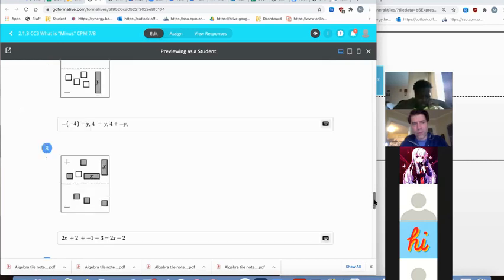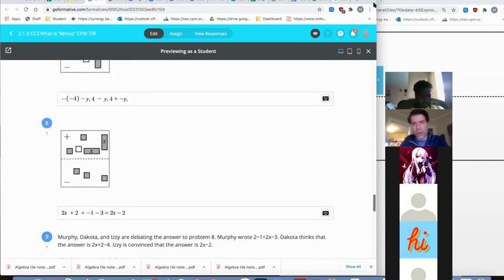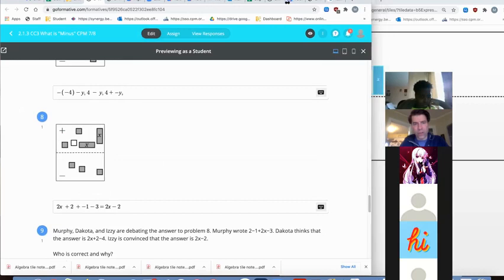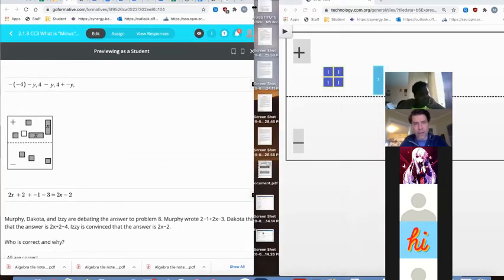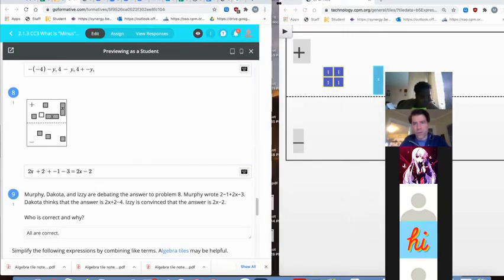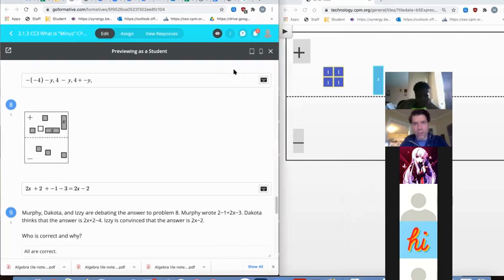Questions. Okay, 8, I'm going to go over using the algebra tiles because it ties into 9, and I want to show 8 and 9 together. So 8 and 9, we might do one more problem on 2, 1, 3 after this, and then we'll move on to the other one.